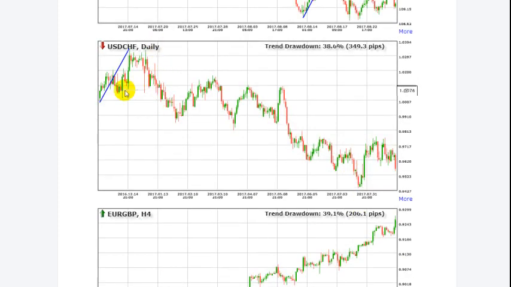All right, so trading with the trend, you could trade corrective moves. Obviously, you can trade those. Just know that they're not going to be as strong as the impulse move.